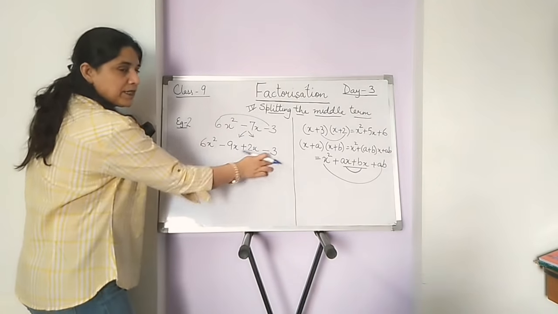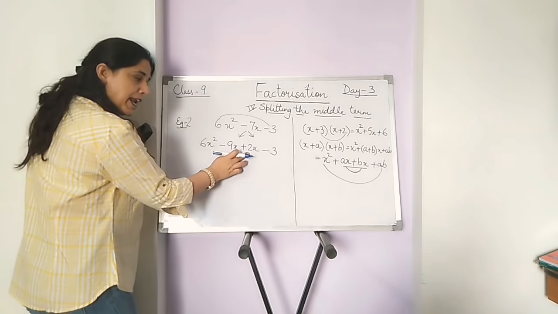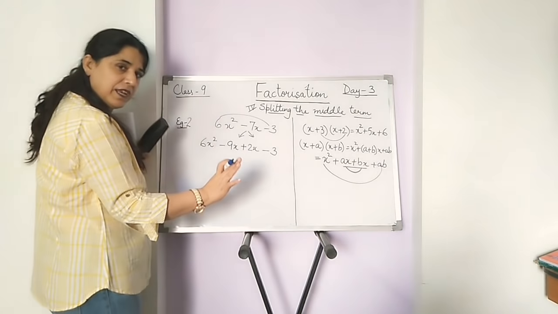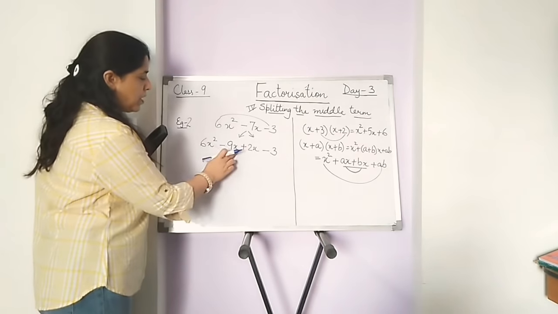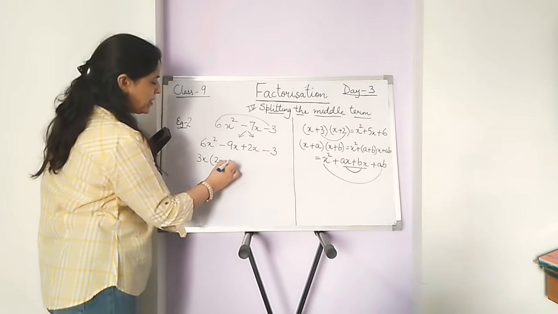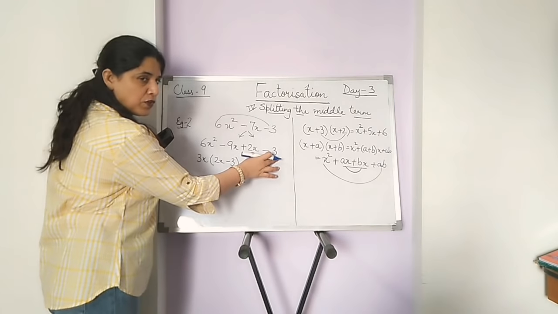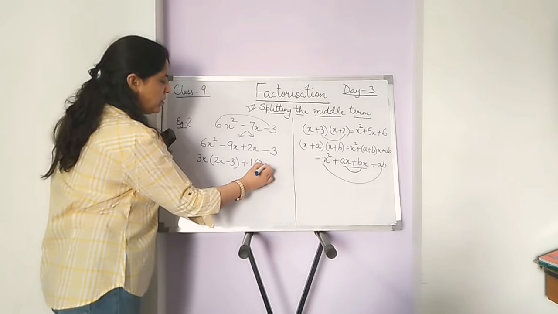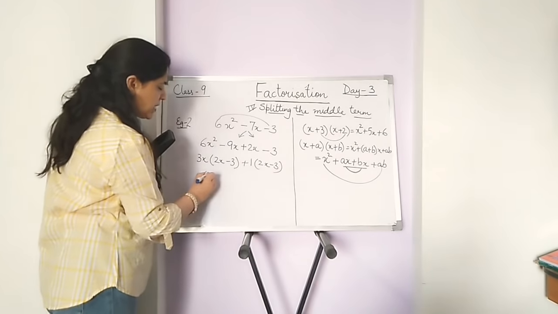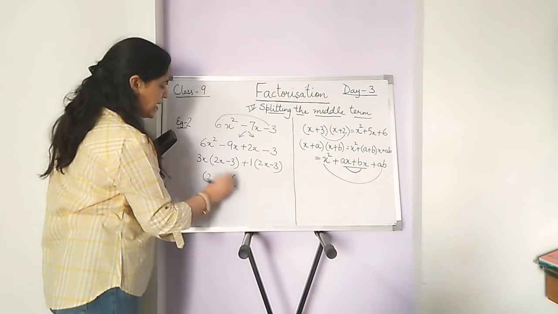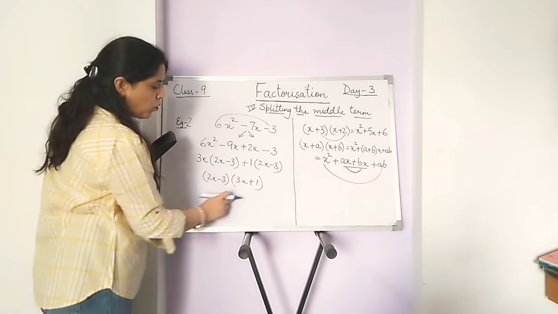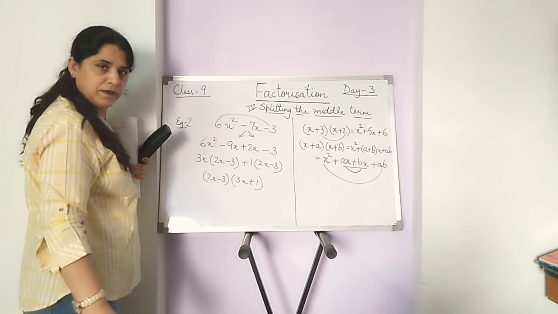Now again grouping starts. What is common in these two? Again I will say, if you write plus 2x here and minus 9x here, it doesn't make any difference, you will get the same answer. Now if I take this 3x common, what is left is 2x minus 3, and here 2x minus 3, the whole thing is there, so plus 1 is common with 2x minus 3. Now the HCF, 2x minus 3, comes out, and what goes inside? 3x plus 1. You can also check your answer. You open these two brackets and you get the same answer.